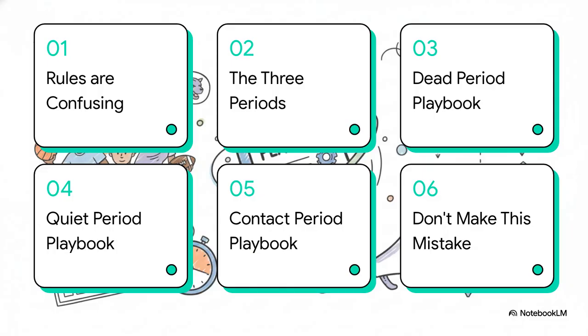Okay, so here's our game plan for today. We're going to cut right through all that confusion. We'll start by breaking down the 3 main recruiting periods. Then, we'll give you a playbook for the dead period, the quiet period, and the contact period. And you're going to want to stick around for the end, because we're going to cover the one big mistake you absolutely cannot afford to make.